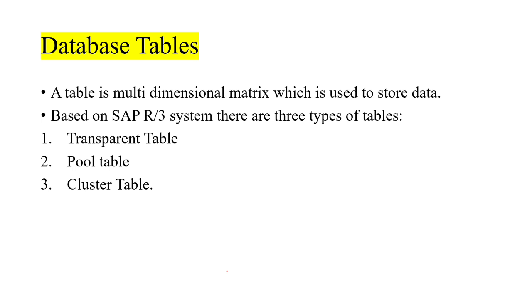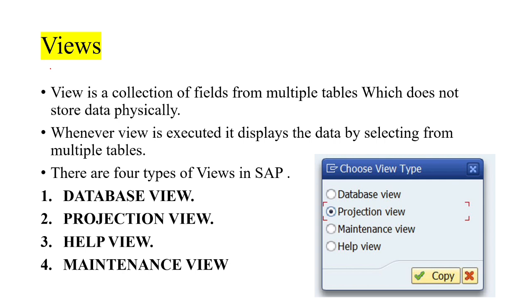Tables are multi-dimensional matrices which are used to store data. According to the R3 architecture, the three-tier architecture, we have three different types of tables: transparent table, pool table, and cluster table. The second object type is views. A view is a collection of fields from multiple tables which does not store data physically. There are four different types of views: database view, projection view, help view, and maintenance view.